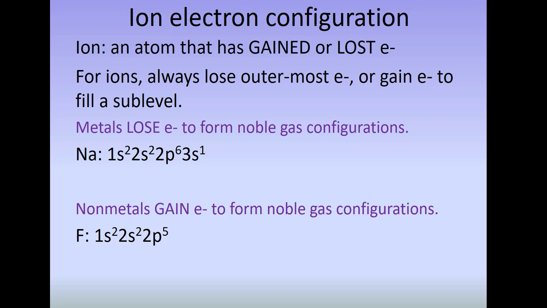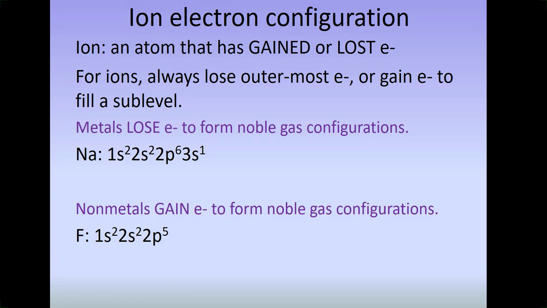Ion electron configurations. First of all, what is an ion? An ion is an atom that has gained or lost electrons. And for these electrons that are gained and lost, they're always the outermost electrons. So it will either lose the outermost electrons or it will gain electrons and put them in the very outside of the atom where those electrons are.